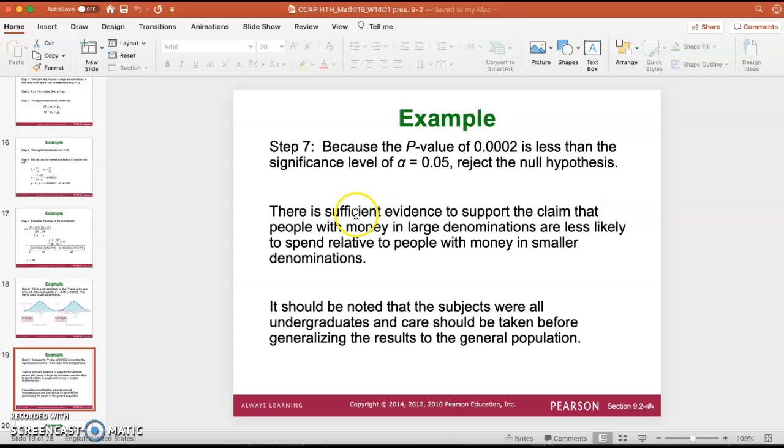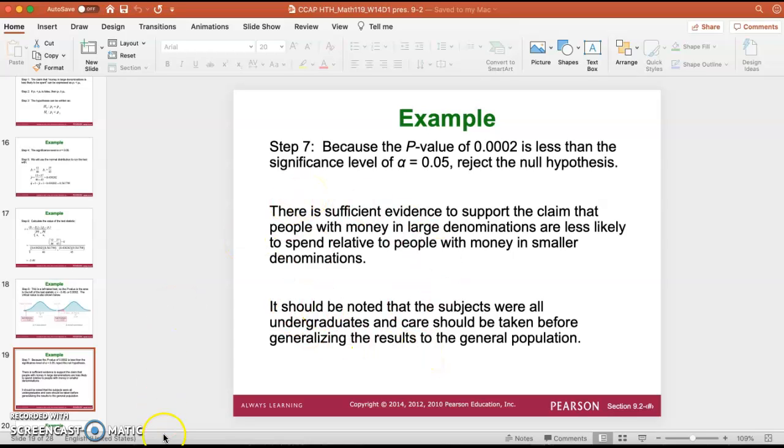I'm just concluding there's sufficient evidence to support the claim that people with money in large denominations are less likely to spend relative to people with money in smaller denominations. And so it should be noted that the subjects were all undergraduates and care should be taken before generalizing the results to the general population. Okay, so there's all that.